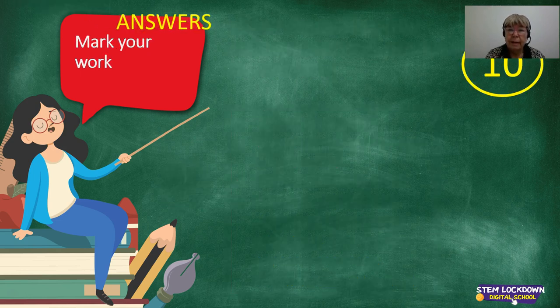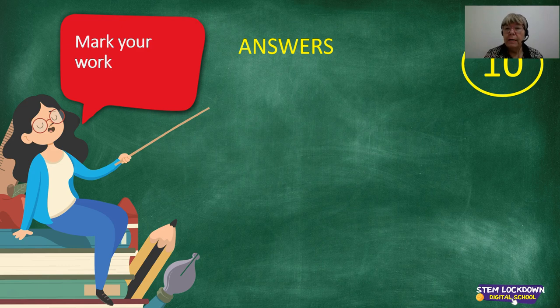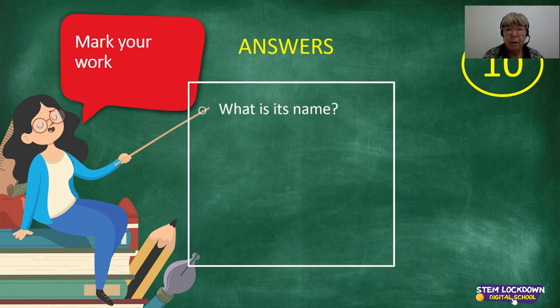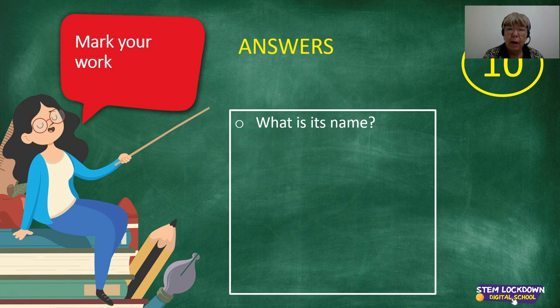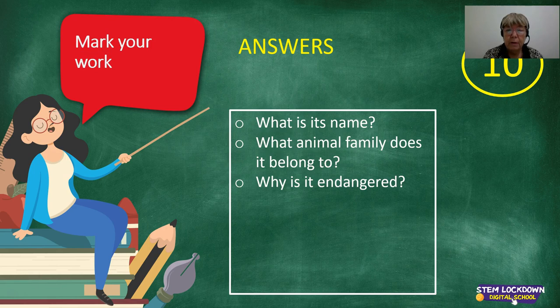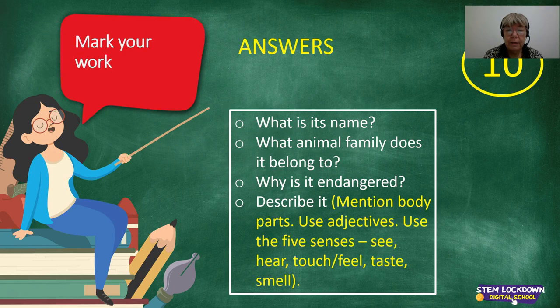Right. Let's mark your work. You'll see that this is worth 10 marks, and this is how the 10 marks are allocated. So we asked you, what is its name? What animal family does it belong to? Why is it endangered? Describe it. Mention 3 body parts and use adjectives. Use the 5 senses. Right, so if you wrote its name, that's 1 mark.